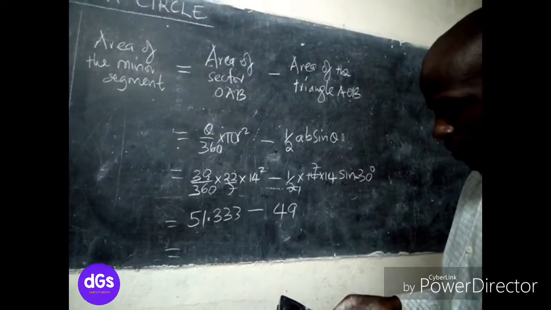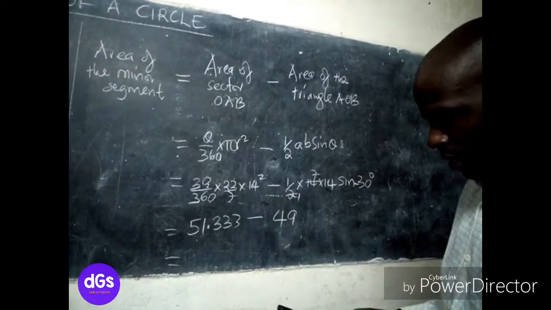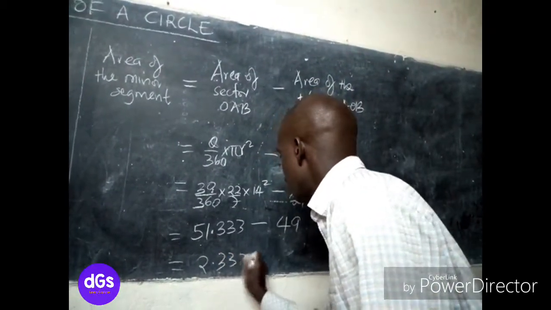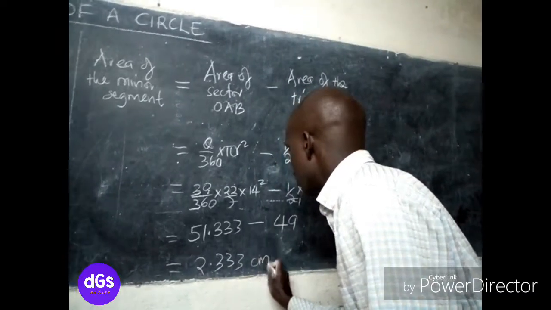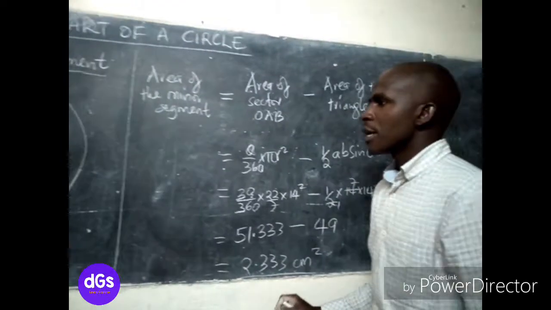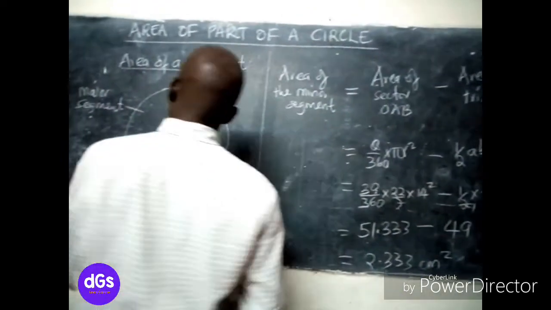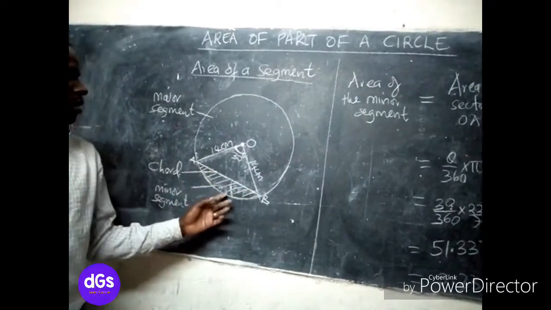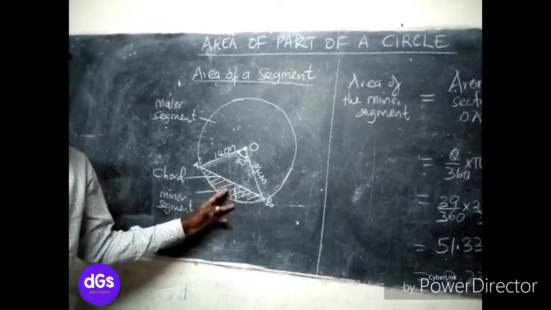So 51.333, we are subtracting 49. This gives us 2.333 recurring centimeters squared, which is the area of this minor segment, the shaded part.